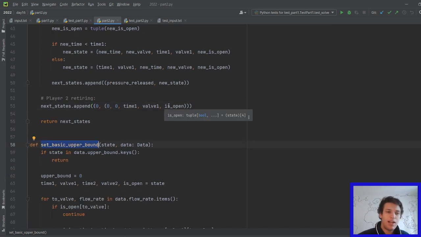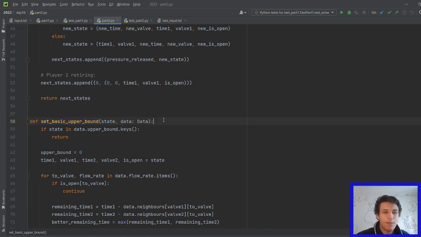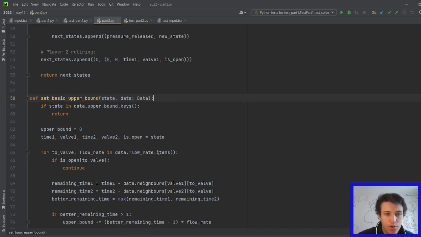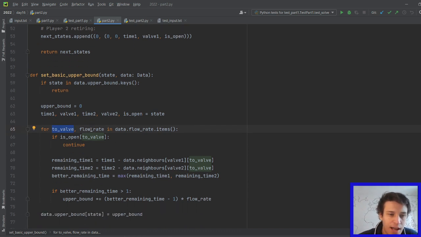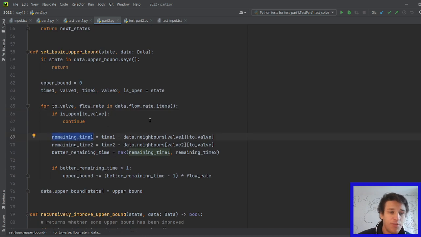As I said, we want to keep an upper bound for states. So for that, we want to set a basic upper bound. We go through all the valves. If it's open, we don't care. Otherwise, we'll consider it for the upper bound. In particular, we will consider both players, how long it takes them to get there, as well as how much time they have left. This will give us the remaining time that they have when they could be arriving at this particular valve. We consider the better one of those two remaining times.